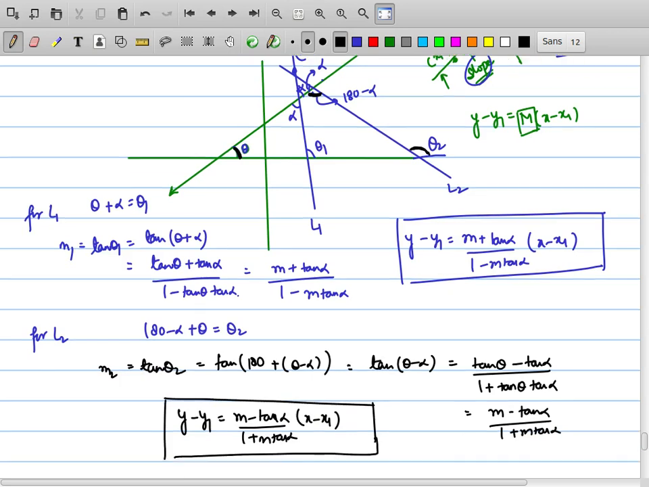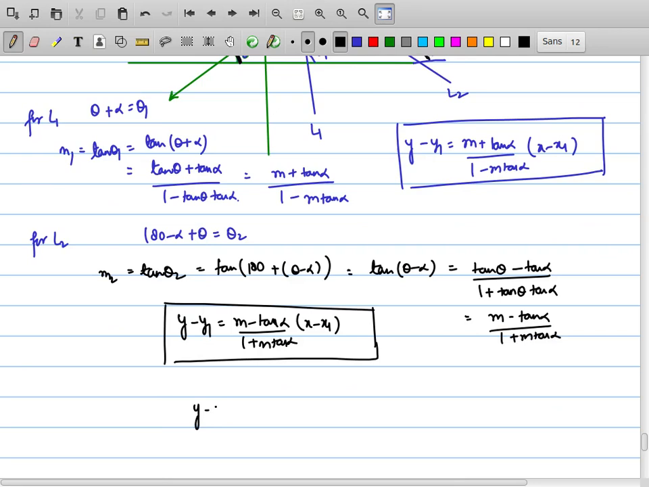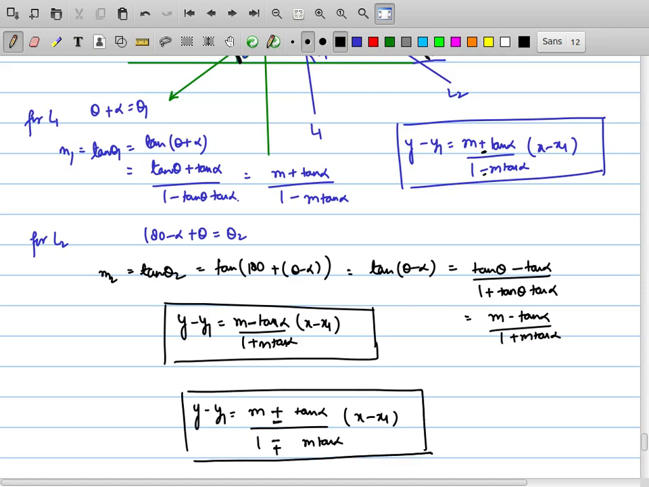Now if we combine these two, we can write this in a single equation, m plus or minus tan alpha upon 1 minus or plus m tan alpha, times x minus x1. If there is plus here, there is minus here, and if it is minus, we'll have plus. This is the combined form of the equation of a line which is passing through x1, y1 and making an angle alpha with a given line whose equation is given to us.